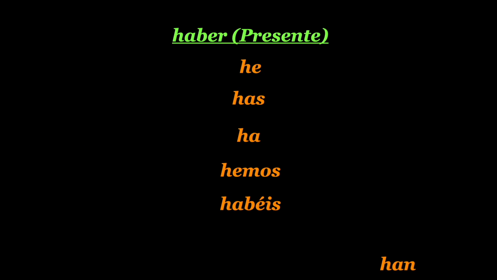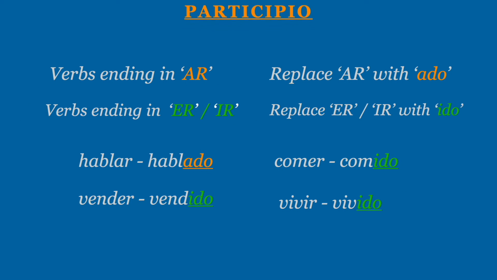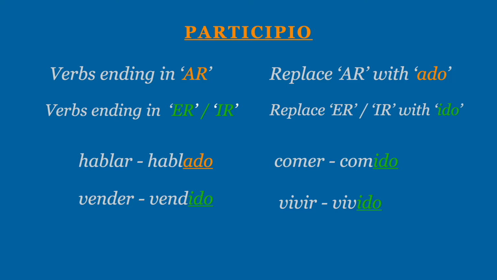So let us first see that, and later we will see how to form the past participle for the Spanish verbs. So haber's conjugation in present tense is he, has, ha, hemos, habéis, han. You already know the subject pronouns. It is in the same sequence. Let's go ahead now and see how the past participle is formed in Spanish.